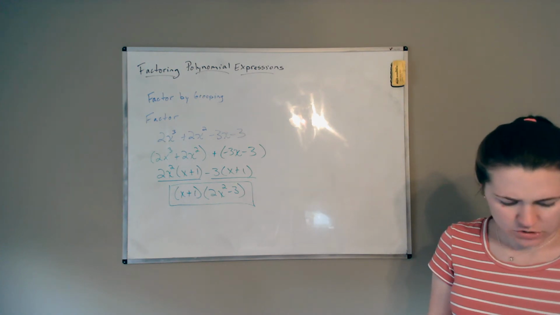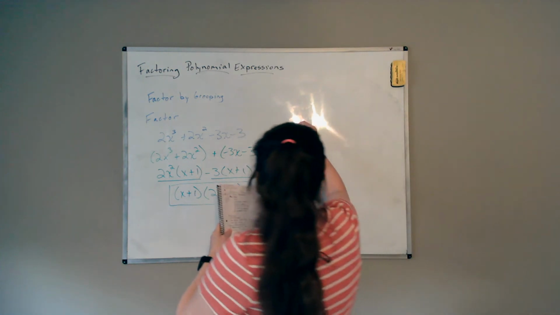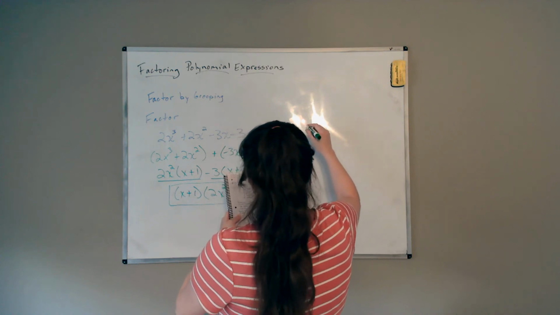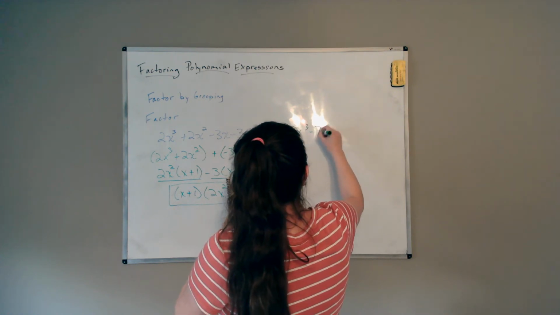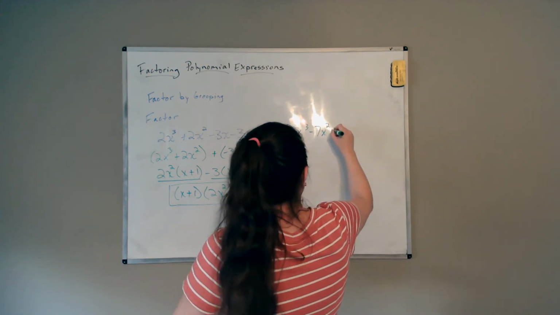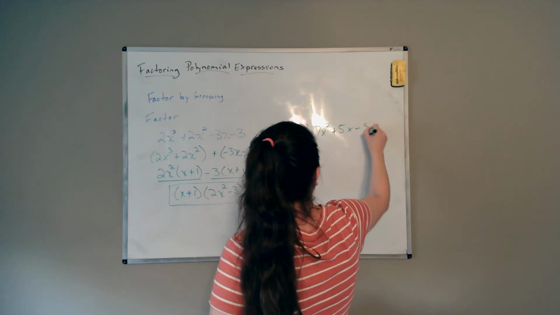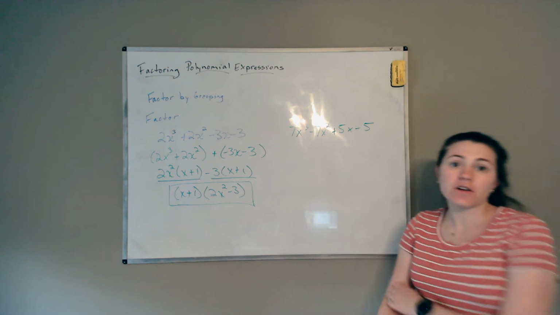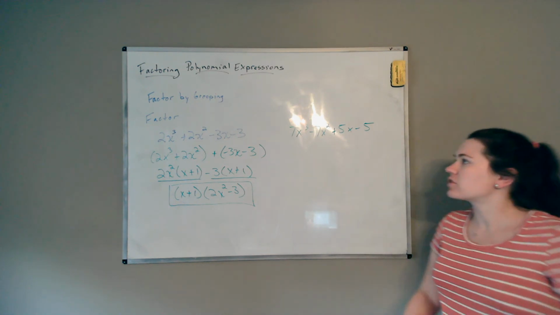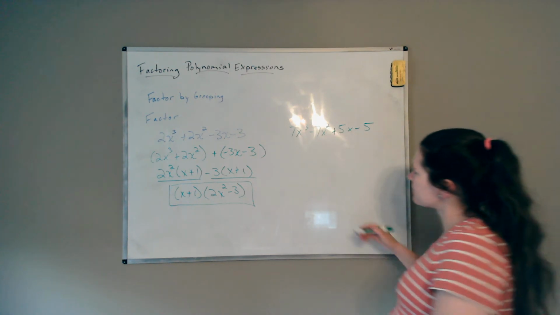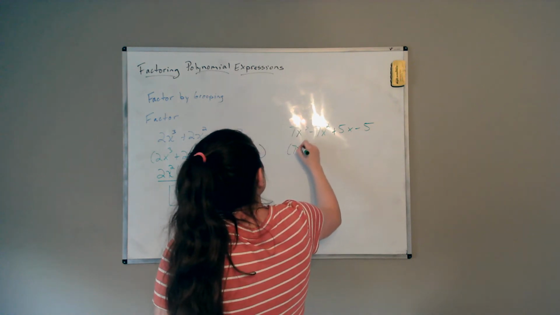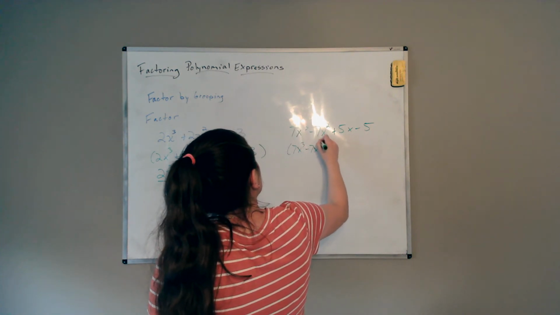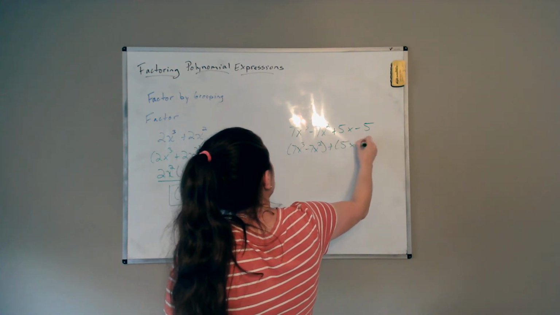Why don't we try 7x to the third minus 7x squared plus 5x minus 5. Notice, 4 terms. You would go to factor by grouping if you have to try and factor this. Notice this is degree 3. So this is 7x to the third minus 7x squared plus 5x minus 5.